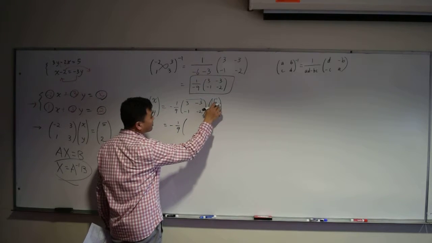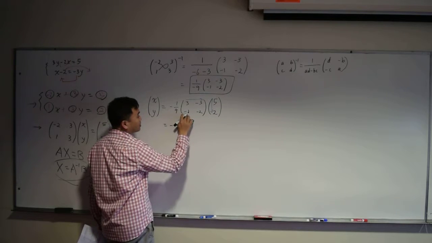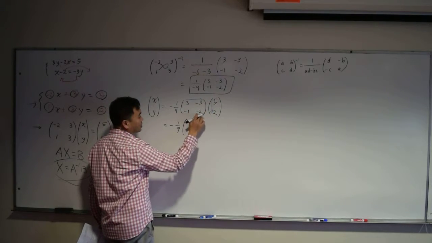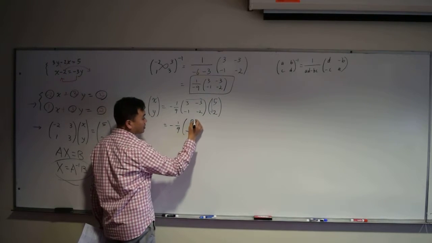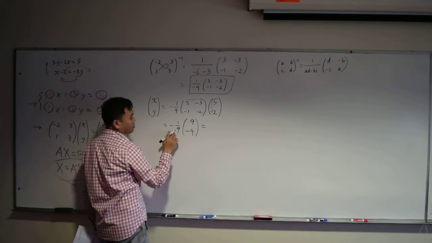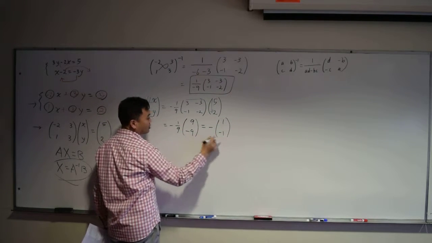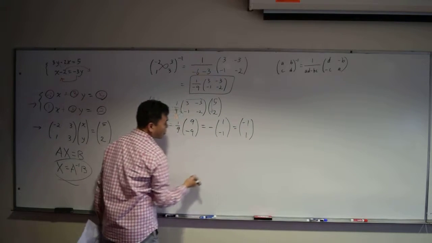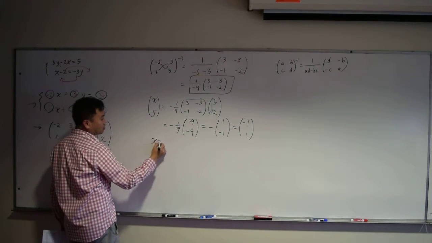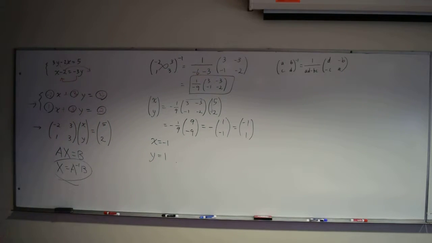So you have 3 times 5 is 15, negative 3 times 2 is negative 6, so it's positive 9. Negative 1 times 5 is negative 5, negative 2 times 2 is negative 4, so it's negative 9. And therefore, when you multiply 1/9 to it, it's 1 and negative 1. And then applying the minus, it's negative 1 and 1. Therefore, you get the value x equals negative 1, y equals 1. That's how you solve this.